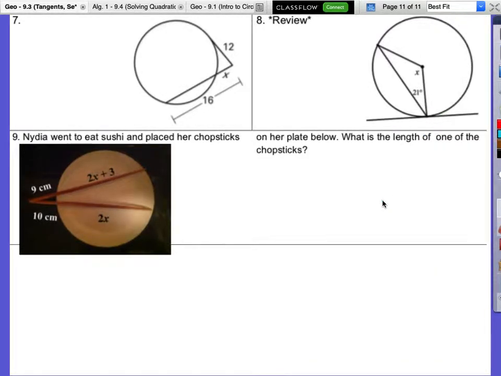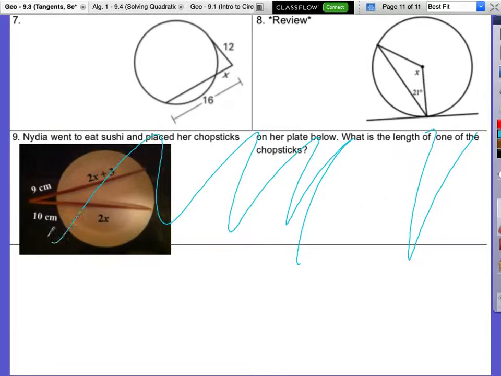Okay, you guys do number 7 on your own. Who measures their plate? We aren't going to do that one. We can't even see it. Half of the words are cut off. Divya went to eat sushi and placed her chopsticks on her plate below. What is the length of one of the chopsticks?